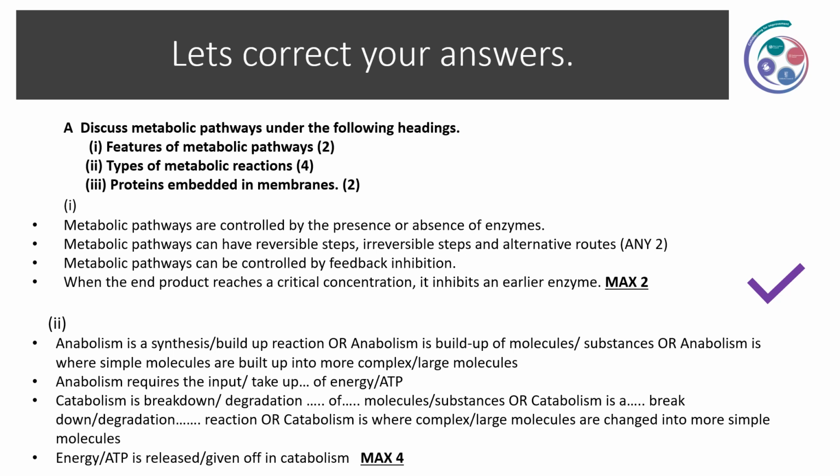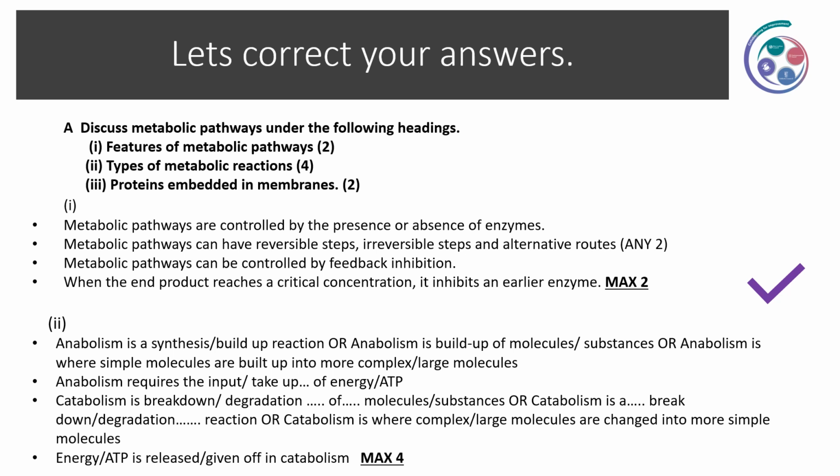Okay, let's mark the first question. Now, this is a lot more detail than the 4-mark question, but this is worth 8 marks. So for each bullet point, you will be awarded a mark. Now it tells you, so for example, part 1, features of metabolic pathways. At the end, it says max 2. This means you can only receive maximum 2 marks for this part of your answer. Even if you have given all 4 bullet points, you can still only receive maximum 2 marks.